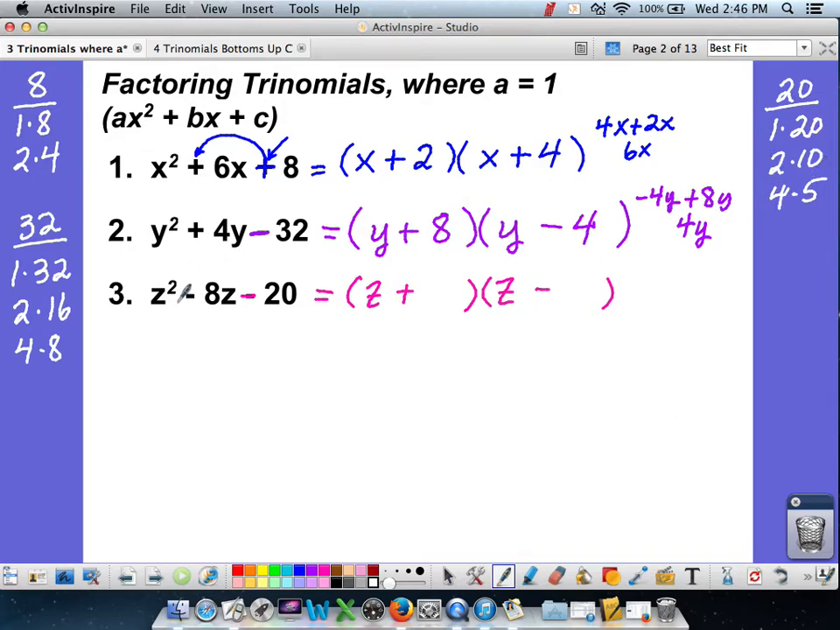But now notice, I want negative 8. Since I want the 8 to be negative, I want this larger number 10 to be my negative, so it goes here and 2 goes here. Checking it, double checking. Outer terms, z times negative 10 is negative 10z. Inner terms, 2 times z is 2z. Added together is negative 8z, and that's that inner term.